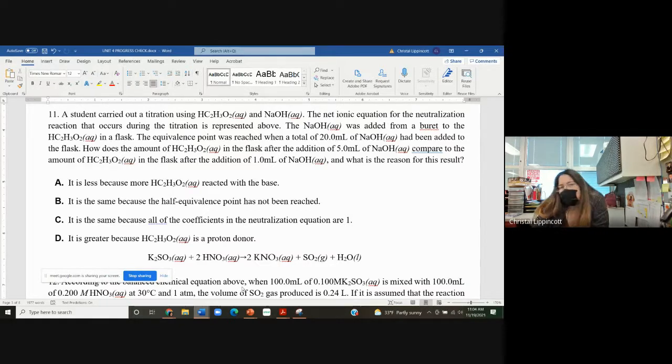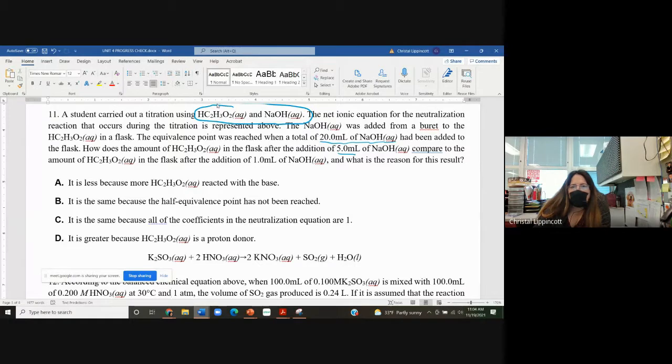So when we're doing number 11, you're noticing that this is going to be another one of those acid-base reactions. We've got that between acetic acid and sodium hydroxide. And they're asking here, says the NaOH added, the equivalence point was reached after a total of 20 mils of this had been added to the flask. How does the amount of this vary after this has been added?